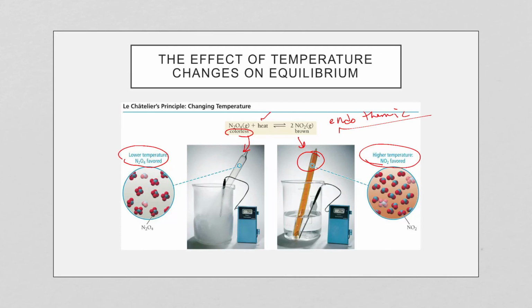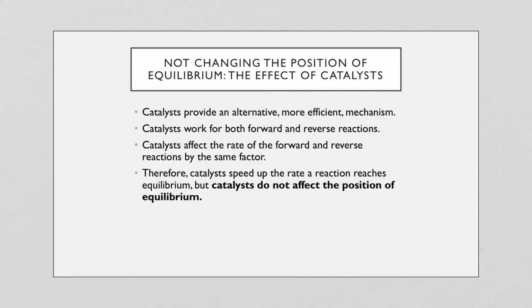All right, so that wraps up what I want to talk about with Le Chatelier's principle, except for one last comment, and that is the effect of a catalyst. Back when we looked at kinetics, we saw that using a catalyst is one way that we can speed up a reaction. In other words, we can make a reaction move faster. Now, when we think about an equilibrium system, we have to understand that a catalyst is providing an alternate mechanism.